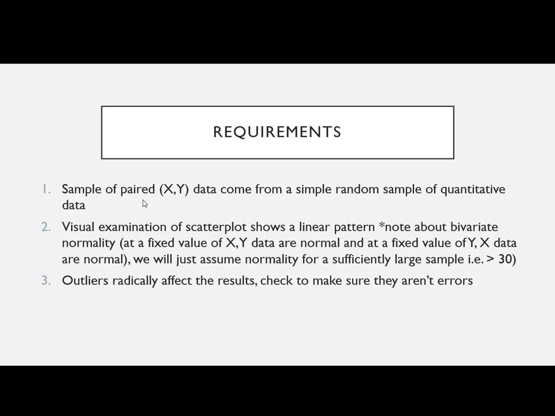Okay, so the requirements. First, you need to have a sample of paired data, so X and Y need to come from a simple random sample of quantitative data. Visual examination of the scatter plot shows a linear pattern. And a note about bivariate normality: at a fixed value of X, the Y data are normal, and at a fixed value of Y, the X data are normal. We're just going to assume normality for a sufficiently large sample, for example, greater than 30. And one thing to note is that outliers radically affect the results. So you want to check to make sure, if you do have outliers, that they aren't errors. If they're true data, then that's your data.